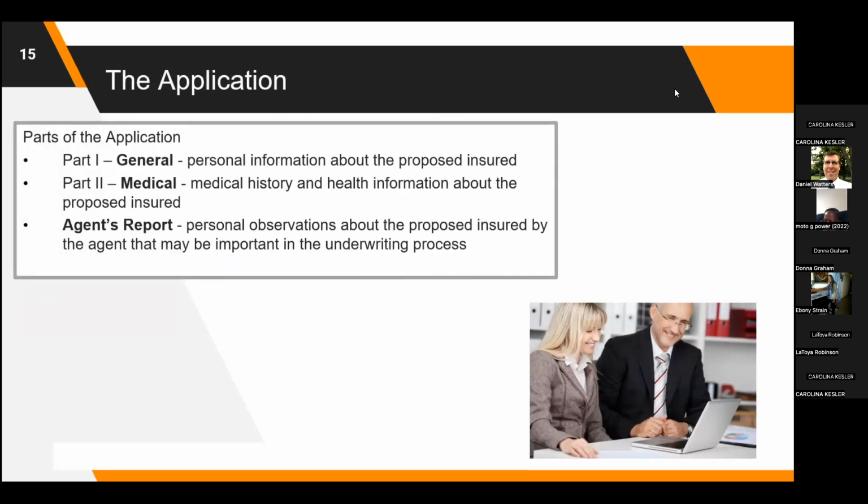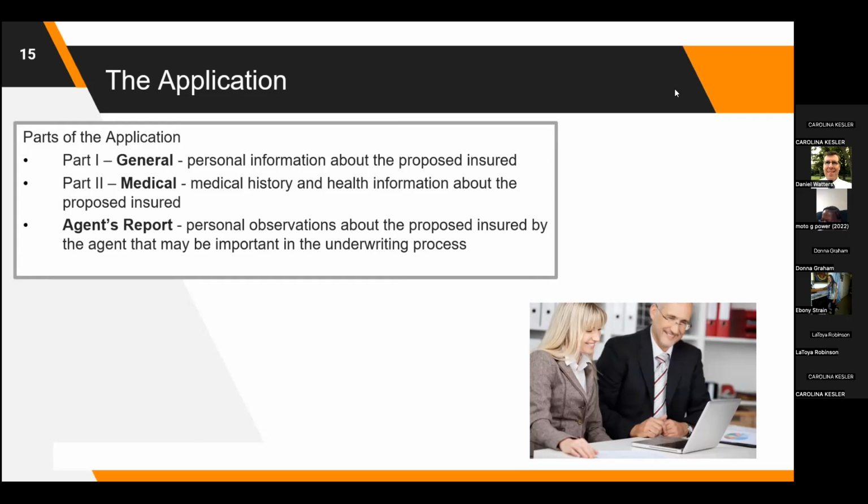So the parts of the application, there's part 1 and part 2. Part 1 is general, has your basic information, your name, your address, your occupation, that kind of stuff. And part 2 is the medical. So if you get a question that asks you about where they're going to find out about a person's deceased relatives or their height and weight, you know, that's going to be in part 2, the medical, right? Part 1 is just general.